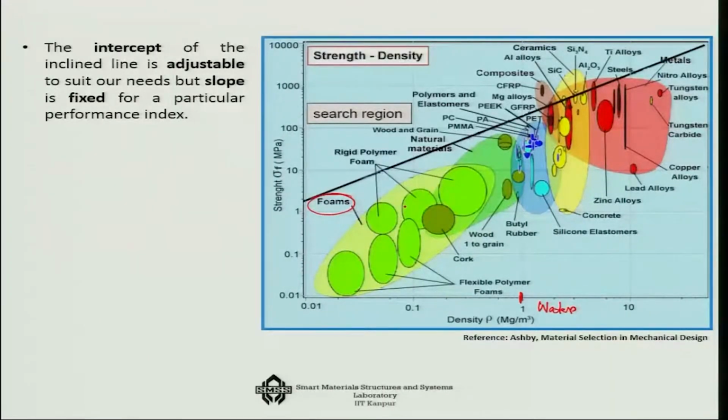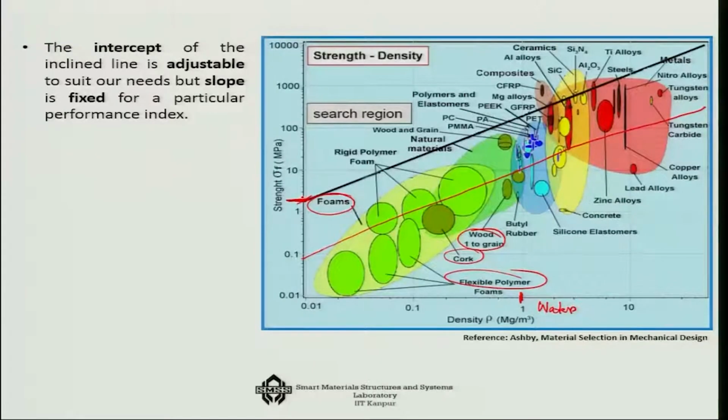So, these materials are possible provided my line is below. If I draw any line corresponding to my minimum value of C, if my slope line goes like this, then some of these corks, some of the woods, flexible polymers, they come into the picture. Otherwise, they do not come into the picture. If I consider the C value as something like 1 MPa or so, then they do not come into the picture in the current condition.